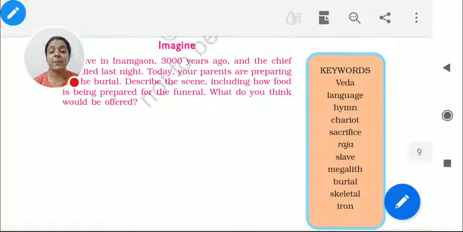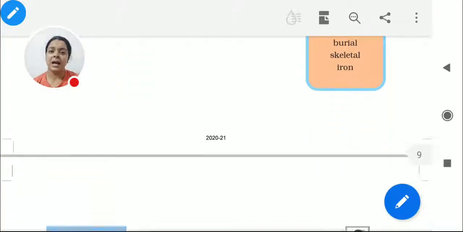Next one we have is megalith. Megalith, big stone. Mega and lithos. Mega is big and lithos means stone. So megalith is a big stone boulder which was used on a burial site. Next is burial. Burial means the dead body which is buried under the ground. Now skeleton. You know skeleton from science, which makes it easier to understand. What is iron? Iron is a kind of mineral, a very hard material, used to make a number of things, like tools and chariots.